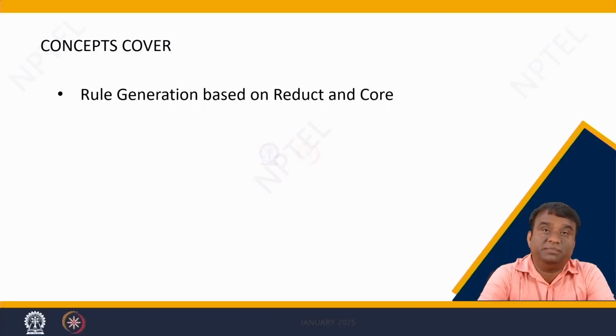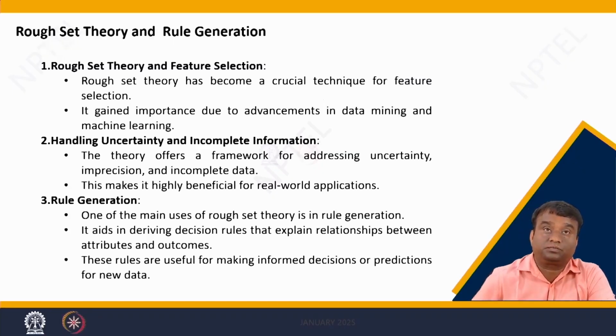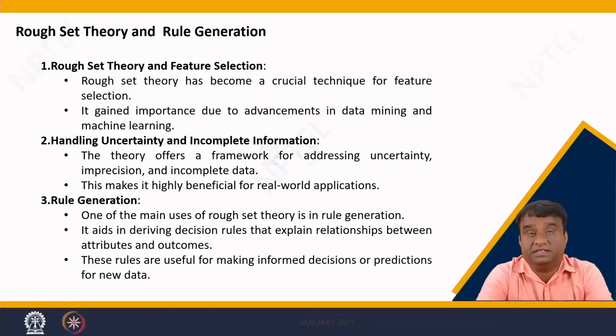So in the last class we have discussed the rule generation based on reduct and core. Rough set theory and rule generation. Rough set theory and feature selections. Rough set theory has become a crucial technique for feature selections. It gains importance due to the advancement in data mining and machine learning.